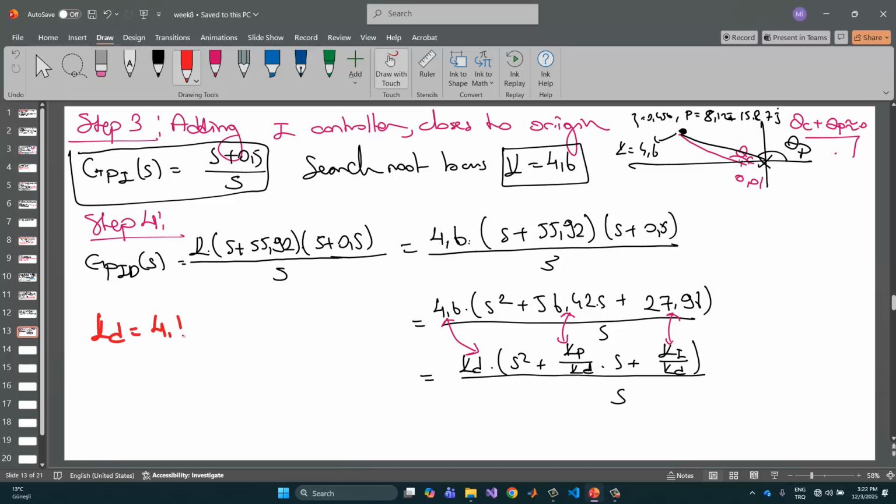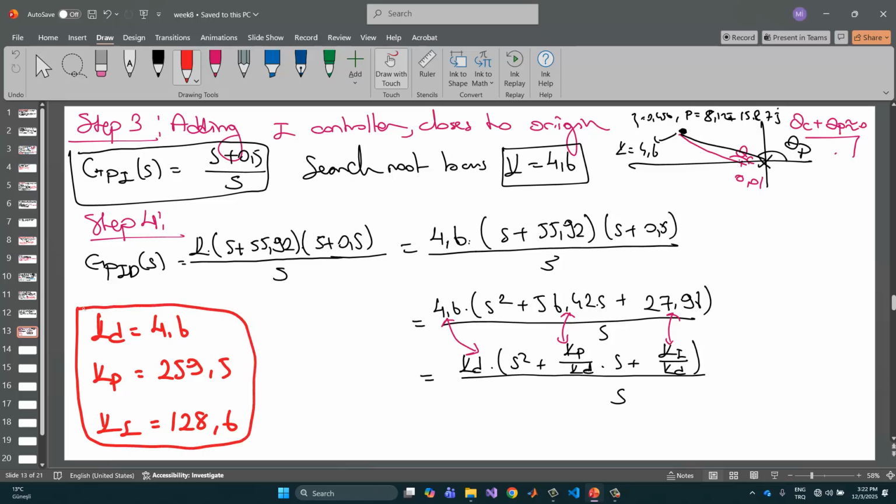Kd is 4.6, Kp is 259.5, Ki is equal to 128.6. For what? 20% overshoot, 2/3 of the peak time of the uncompensated system with 0 steady state error. Do you get it right now? The whole process. At the fourth process, we can design the PID controllers.